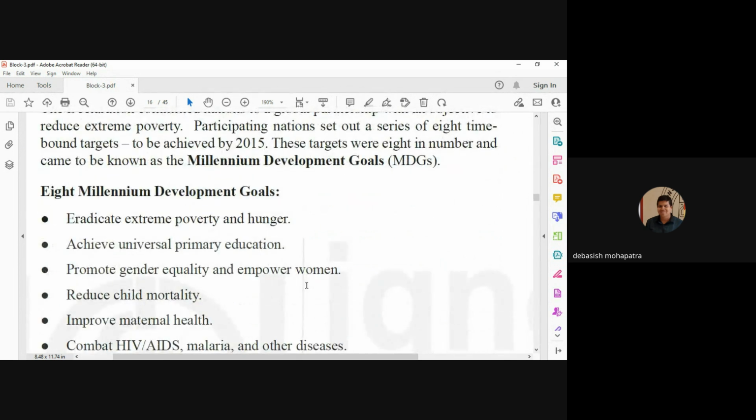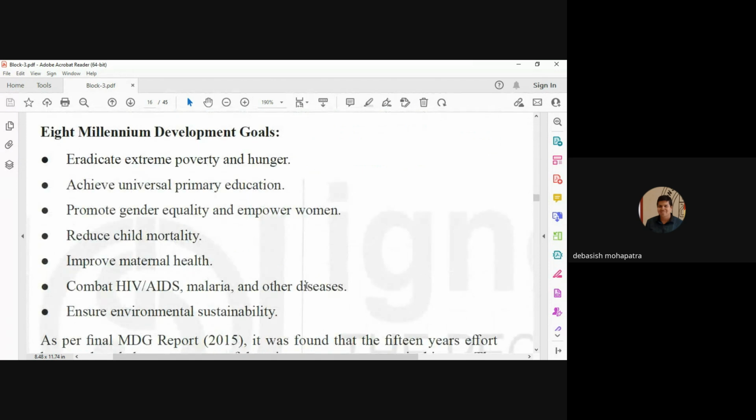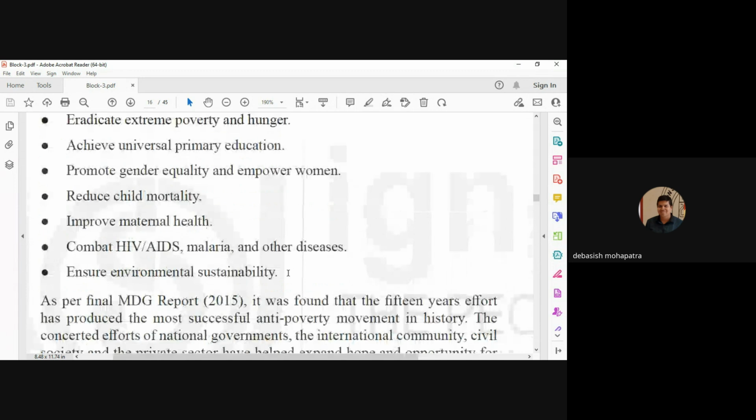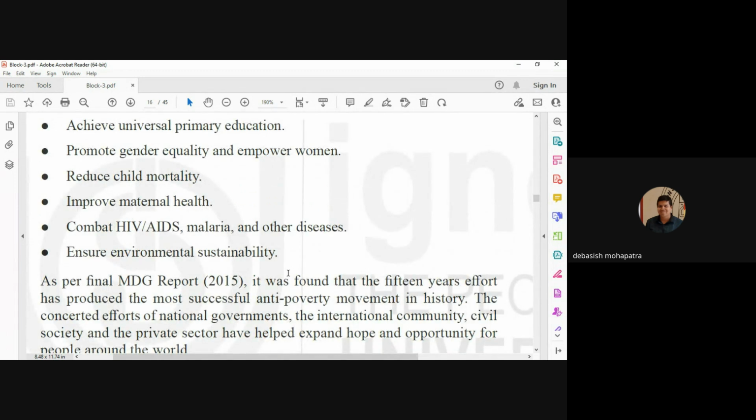What were the eight goals? First is eradicating extreme poverty and hunger, which we were not able to do. Achieving universal primary education, up to some extent we have done it. Promote gender equality and empowerment, that we are trying. Reduce child mortality, that also we are trying. Improve maternal health, this also we are trying. Combat HIV, AIDS, malaria and other diseases, this also we are trying. And ensure environmental sustainability, this we are trying at our utmost.